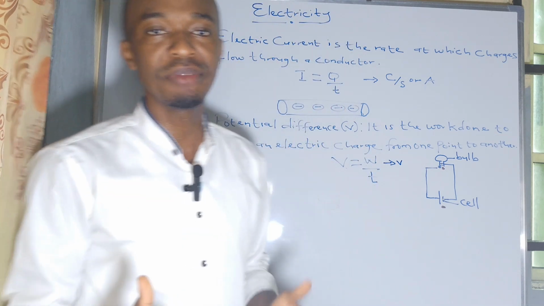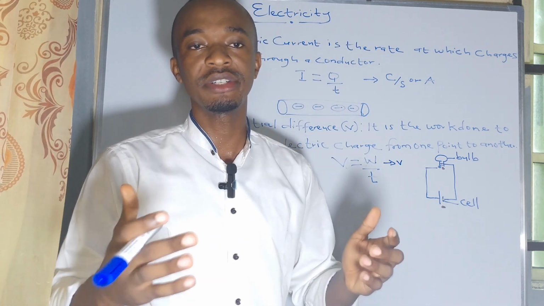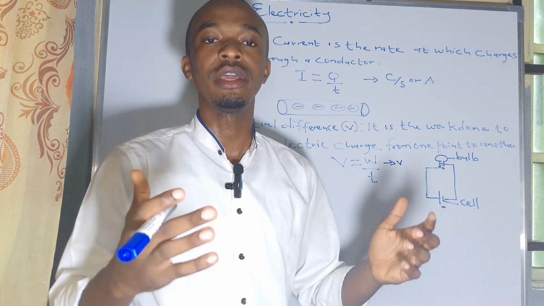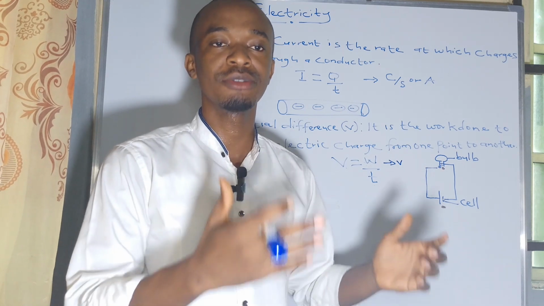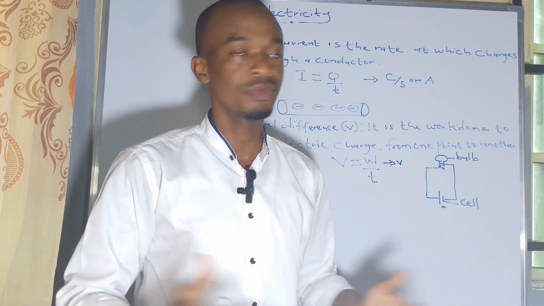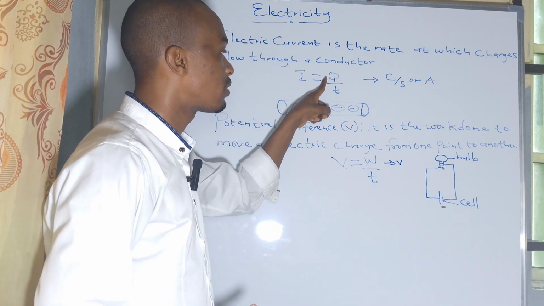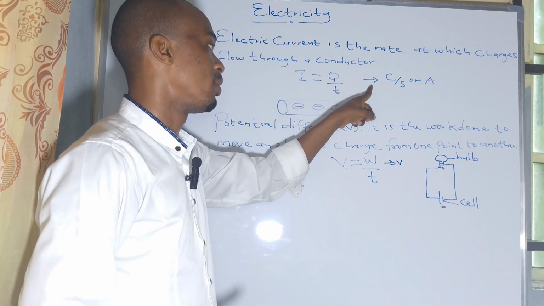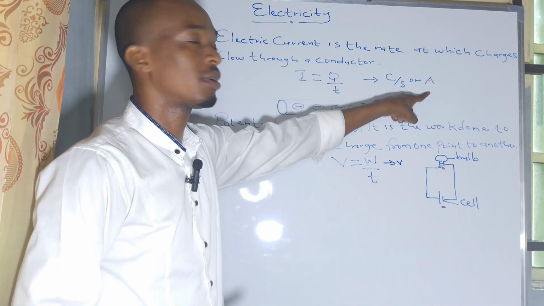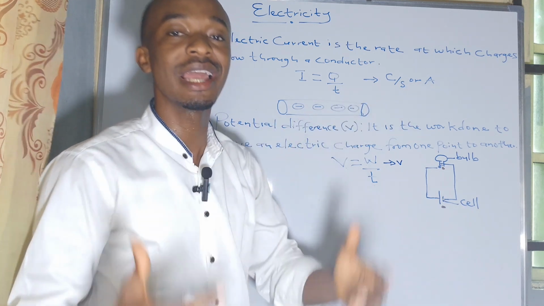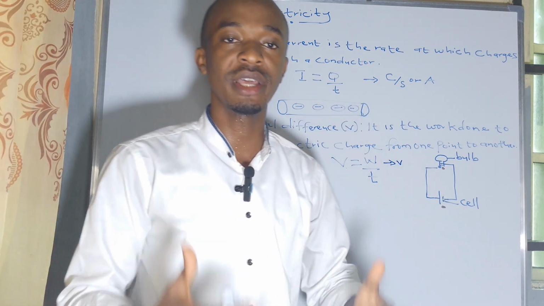Electric current is simply the rate of flow of electric charges through a conductor. A conductor is a material that allows electricity to flow through it. So you see, electric current is equal to the quantity of charge over the time interval. The unit is coulomb per second, or what? Ampere. So if you cause electrons to flow, you will generate electricity.